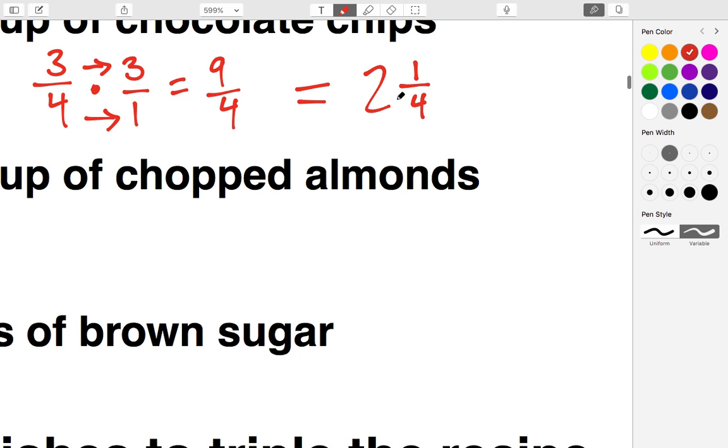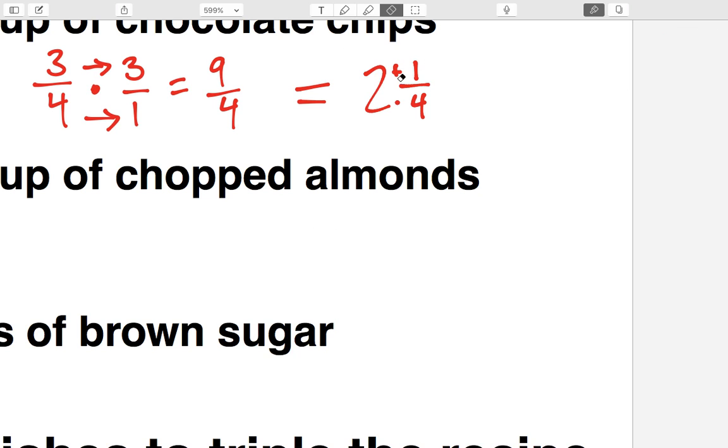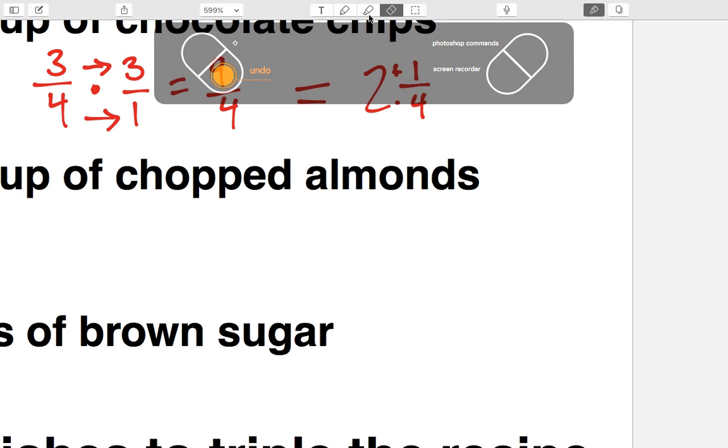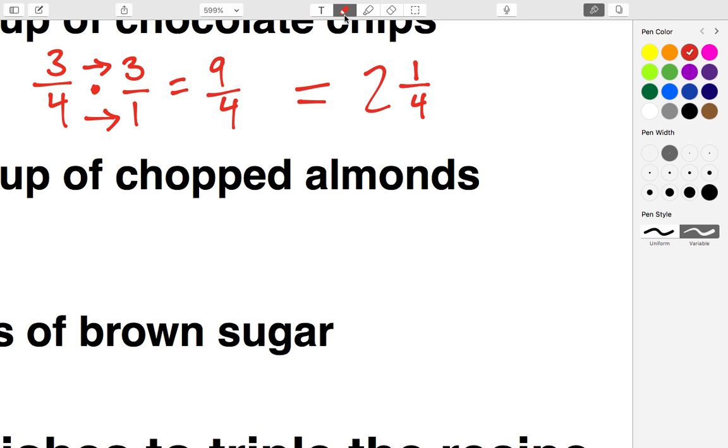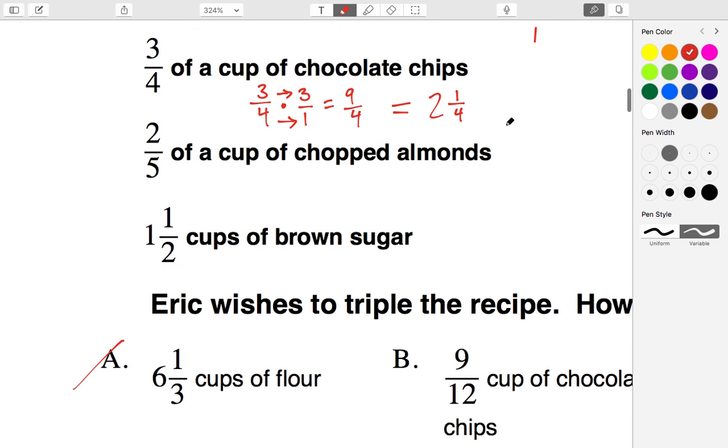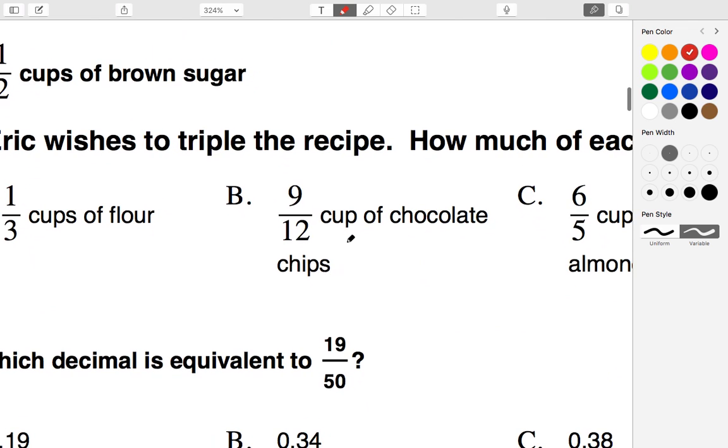You can always check your answer by multiplying and adding and seeing if you get back to 9 over 4. 4 times 2 is 8. 8 plus 1, 9 over 4. So it's a good habit to get into, multiplying it back. Okay. So 2 1/4. Does that look like it'll reduce to 2 1/4 for the chocolate chips?